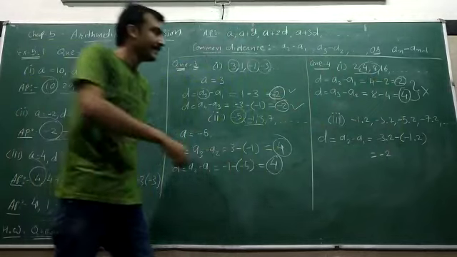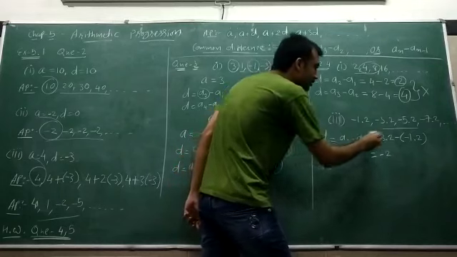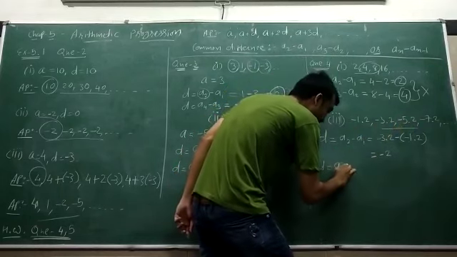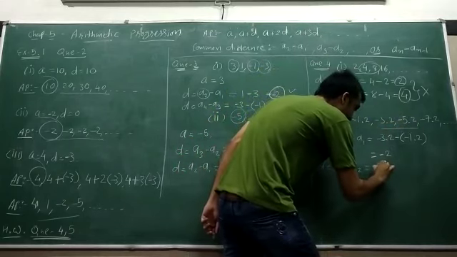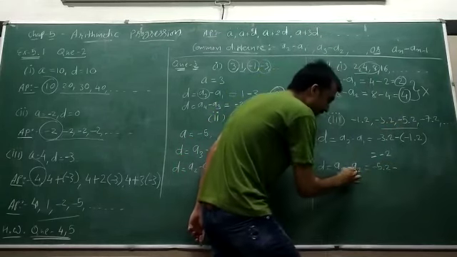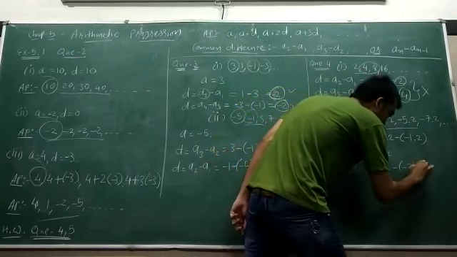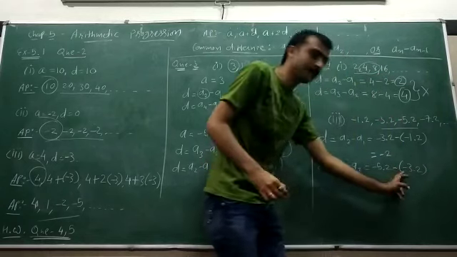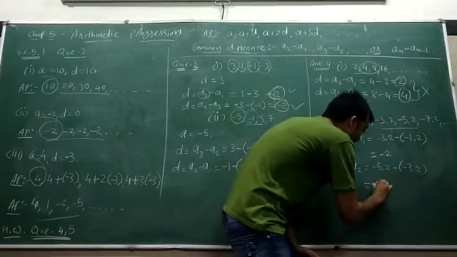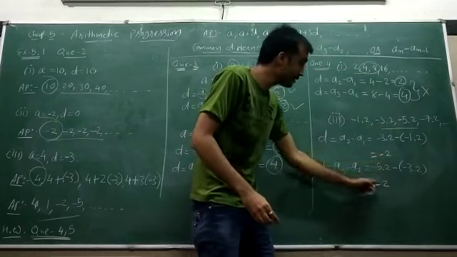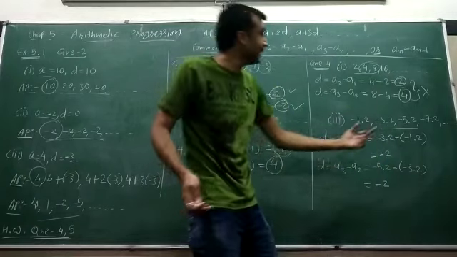Got it? Let's check these two numbers. D is equal to A3 minus A2. A3 minus A2 is equal to, what is A3? Minus 5.2 minus A2. A2 is minus 3.2. Here also minus plus, so that will be minus 5.2 plus 3.2 and that will give us minus 2, same, but still we have to check these terms.